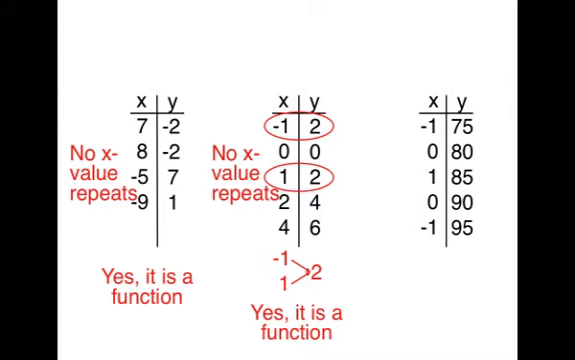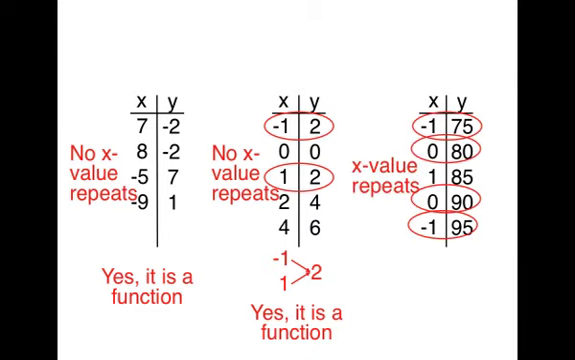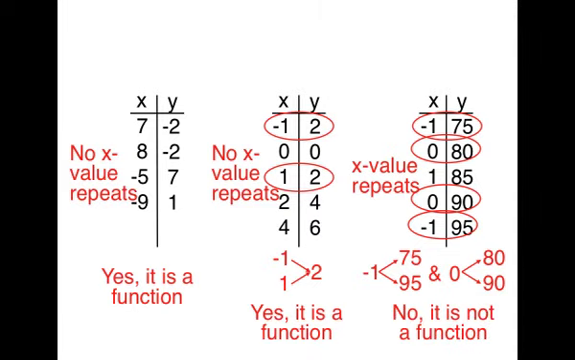Now look at this one and decide if this is a function. Pause the video if you need to. Okay, if you look at the x values, do you see any x values that repeat? Right here and right here. Therefore, since you have repeating x values, that means you've got one number going to 2 different people. This is not a function.